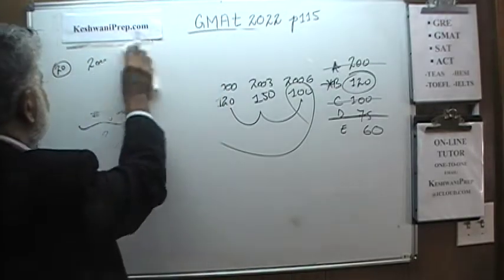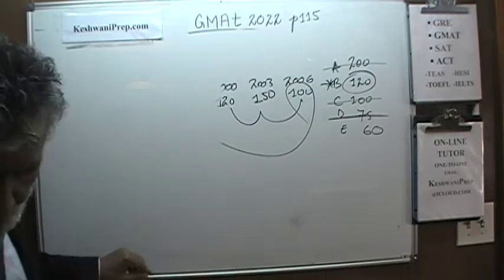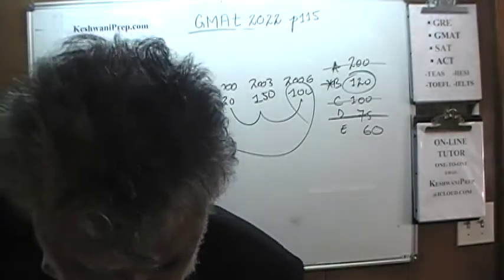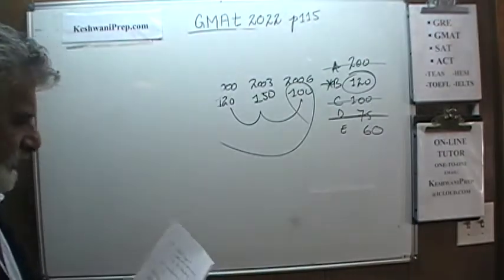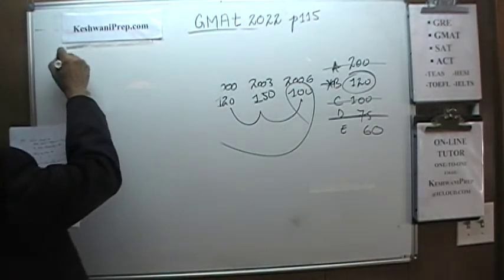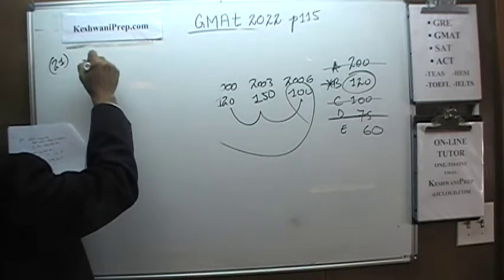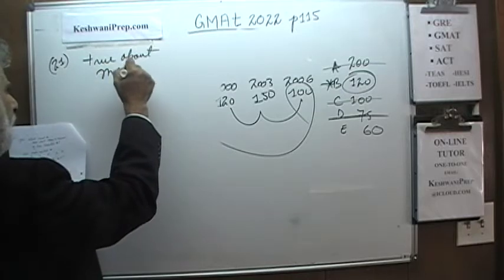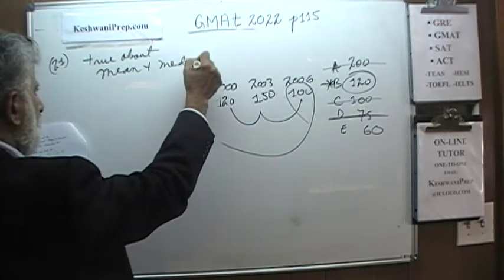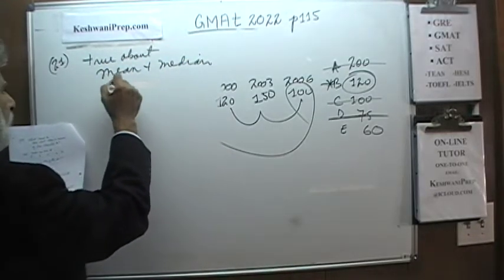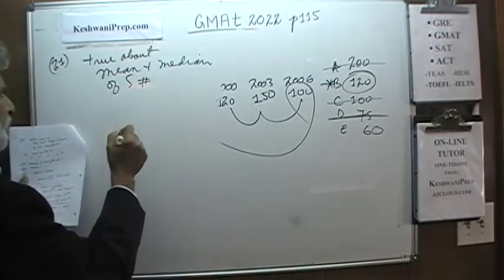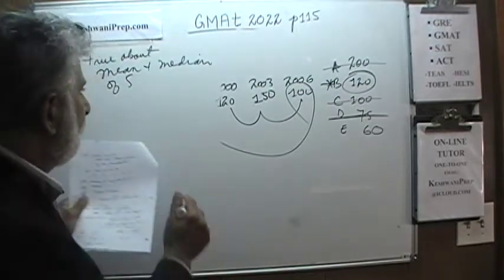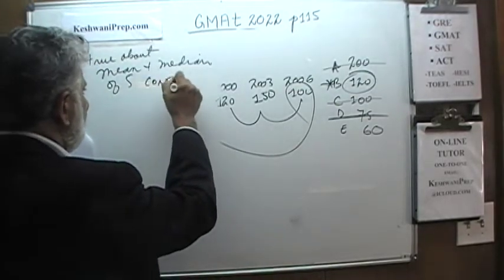Next one, number 21. Number 21 says, which must be true about the mean and median of 5 numbers. 5, not just any old numbers obviously. I left out the most important part, 5 consecutive numbers.